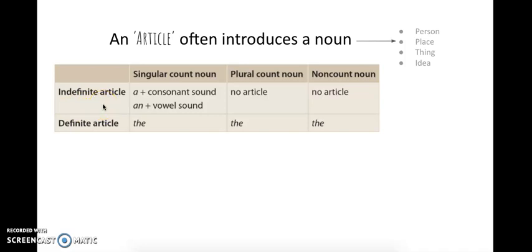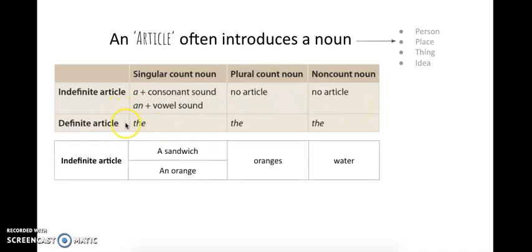An indefinite article is used with single count nouns. So you'll start with a if the noun begins with a consonant, or you'll start with an if your noun begins with a vowel. With plural and non-count nouns, there's no article used. And with definite articles, you use the for all count or non-count nouns. Here's an example.